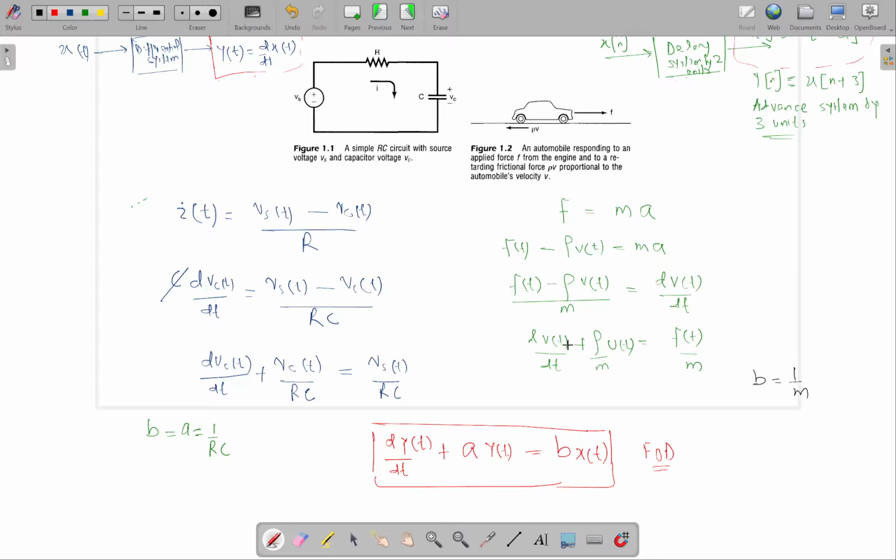So you have d upon dt v of t, which is the velocity. And then you have another factor, and this time now the constant a is simply equal to rho upon m. And then this v of t is again the output signal, which is the y of t.